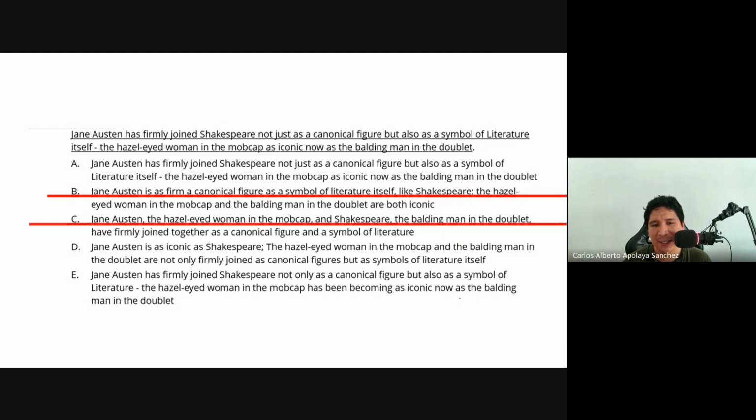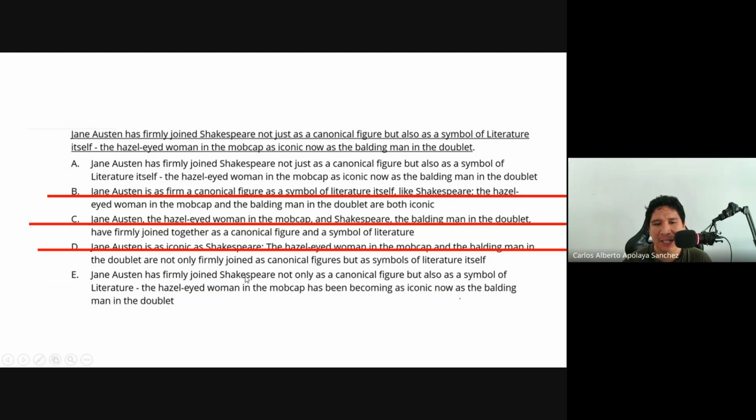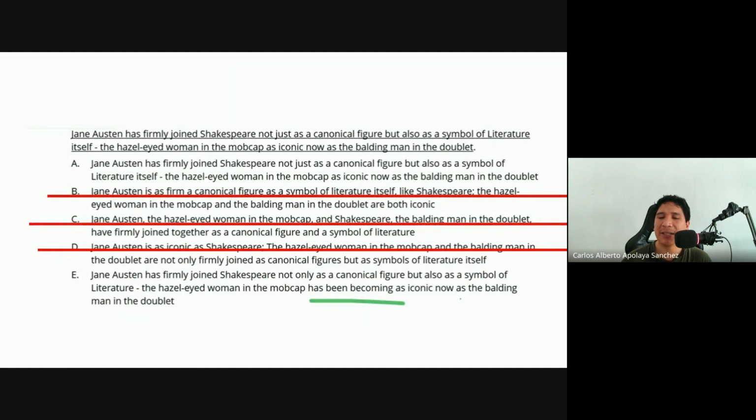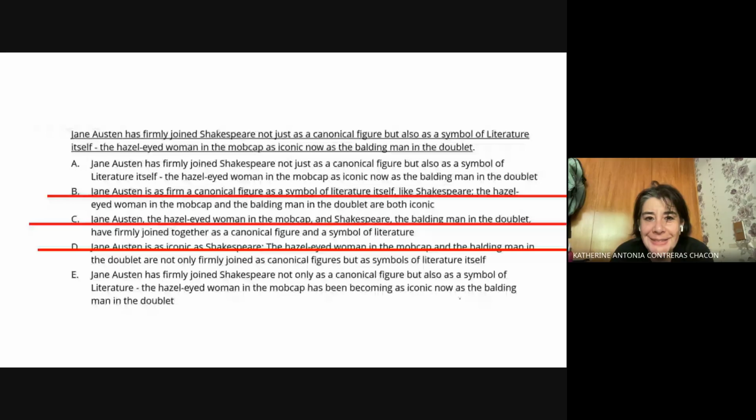Another one. What about this? Jane is as iconic as Shakespeare. The hazel-eyed woman in the mob cap and the balding man in the doublet are not only fairly... "Not only but" is not correct because we say "not only but also." Next: Jane Austen has fairly joined Shakespeare, not only as a canonical figure but also as a symbol of literature. The hazel-eyed woman has been becoming, but she became. So this is not correct because it means that she now, in the present, is becoming, but that's not true. It was in the past.